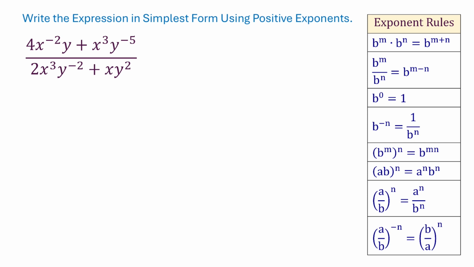For example, let's say we have the expression a squared b to the negative 4 over c cubed. In this expression, the numerator is a product and b has a negative exponent. In this case, we can take b and move it down to the denominator and make the exponent positive. That will give us a squared over b to the 4th power c cubed.